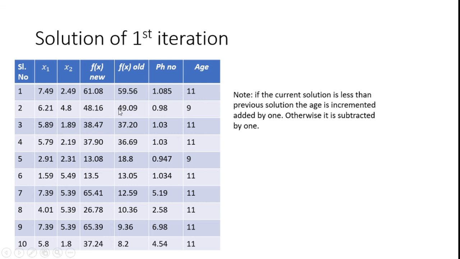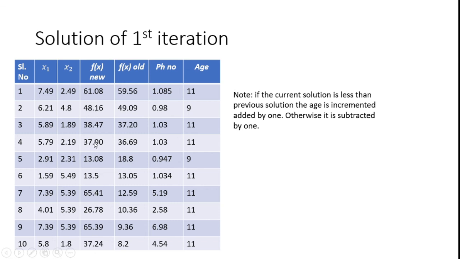Here also I compare the newly developed f of x value, 48.16, and the older value, 49.909. The new point has the lesser value, so I subtract 1 from 10. From this I get 9. But choose the solution of the first iteration. From this I can get the solution because my problem is maximization.